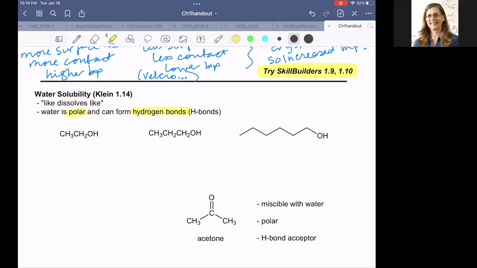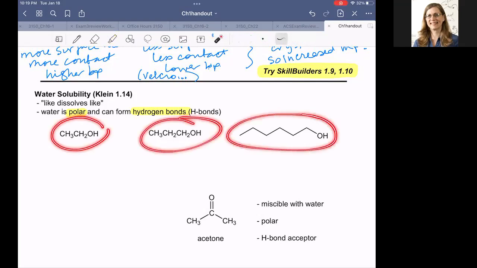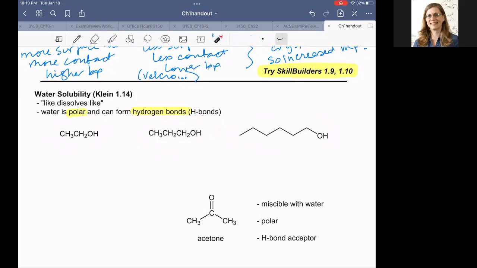So let's take a look at these three compounds. We have all of these, they're called alcohols. FYI, we'll be learning about that name down the road. When a carbon chain has an OH group on it, we call it an alcohol. And what we're doing is we're varying the length of the carbon chain of that compound. So what do you think about a carbon chain? Is a carbon chain something that you describe as polar or non-polar?